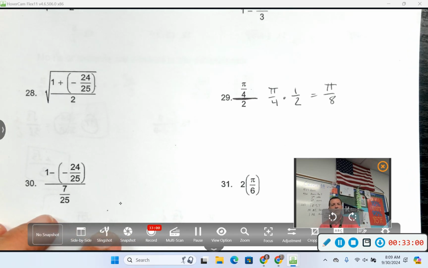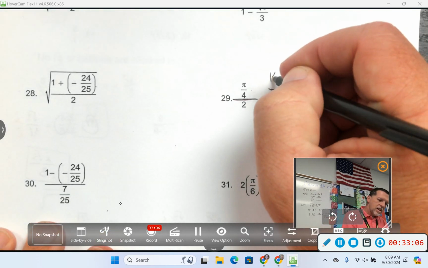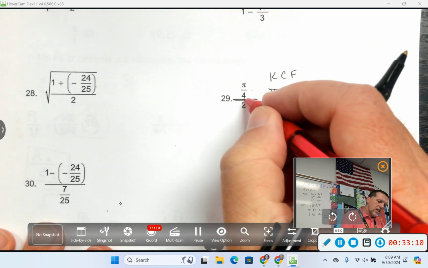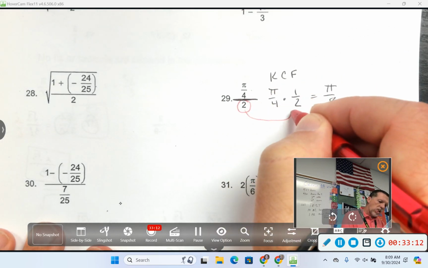Where'd you get 1/2? But a bunch of people are going to put pi over 2 for that answer. Where did you get 1/2 from? Keep it, change it, flip it. Because divided by 2 is the same as multiplying by 1/2.